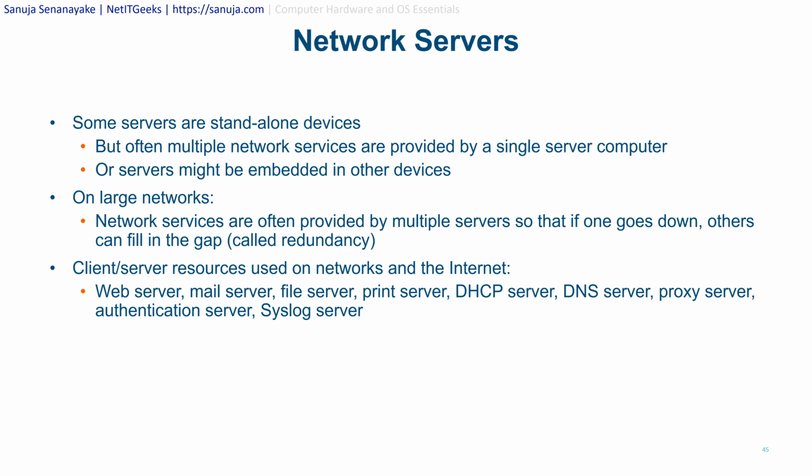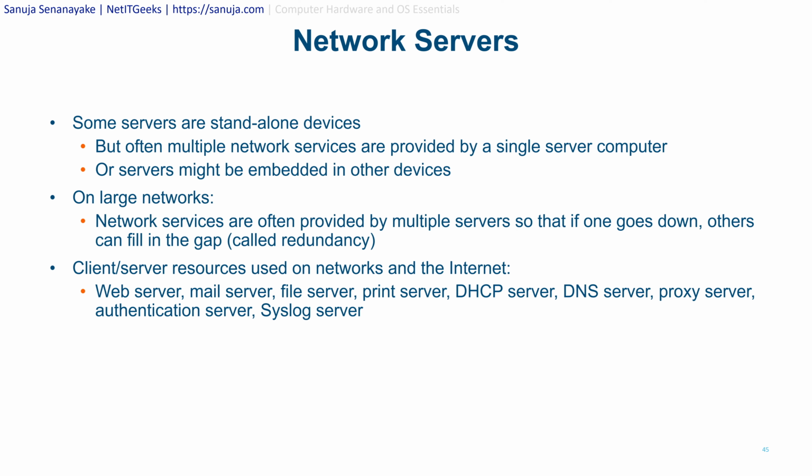Network servers. So some servers are standalone devices, but often multiple network services are provided by a single computer server, right? So basically what that means is you can have an HTTP server, mail server, and print server all in a Windows server or a Linux server on one single box. Servers might be embedded in other devices as well. So it is possible that you can have certain server features embedded in another device.